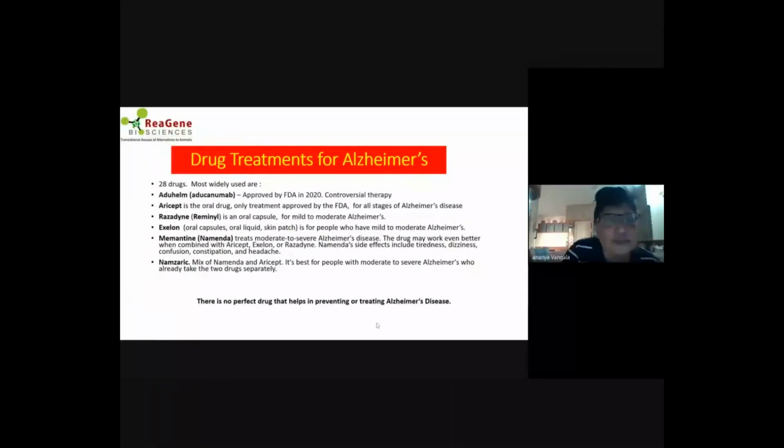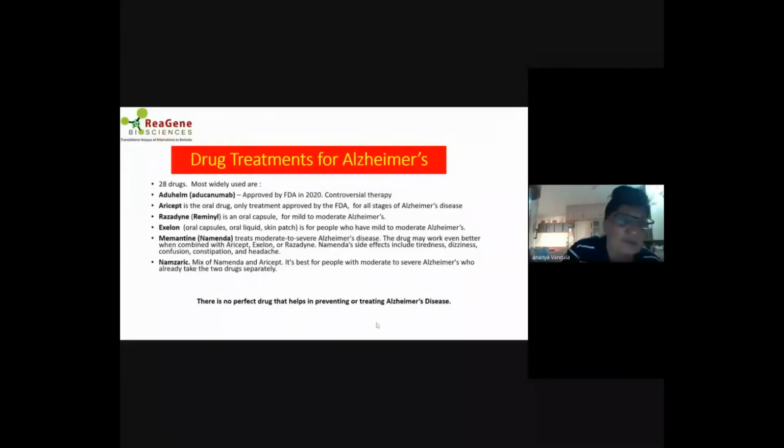There's nothing, especially Aduhelm, which was approved last year by the FDA. It's a Biogen drug, but it's a controversial therapy because a lot of the clinical pharmacology advisory board members at the FDA resigned after the FDA approved this drug, which means that the clinical outcomes were not statistically much of an improvement in memory loss.